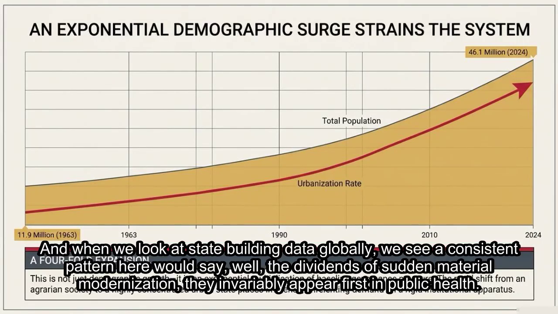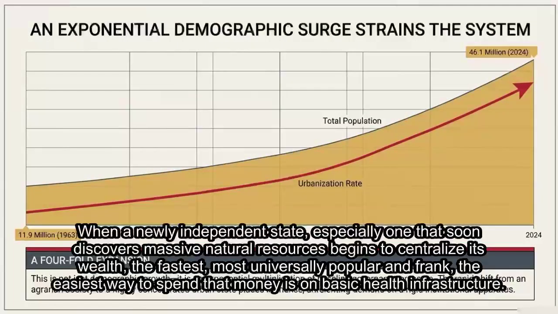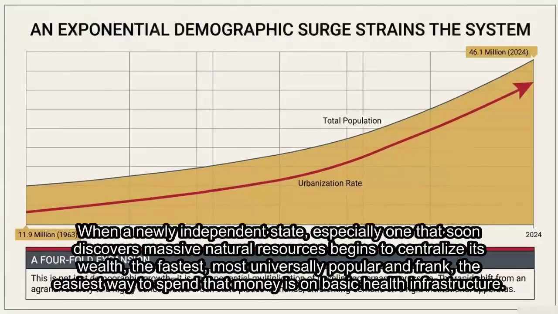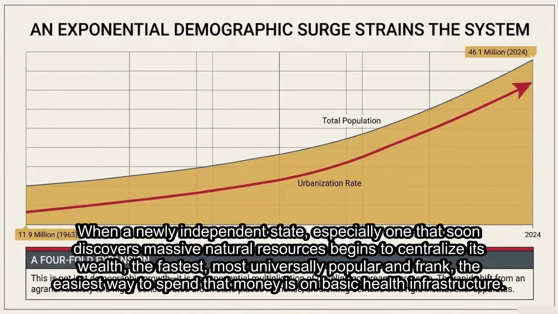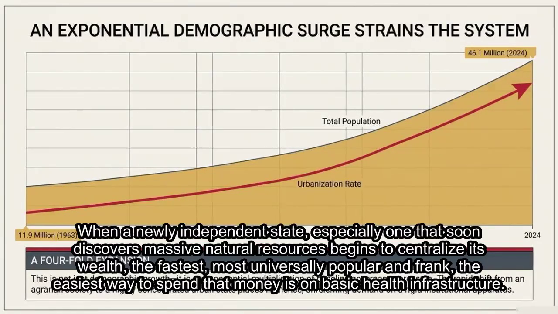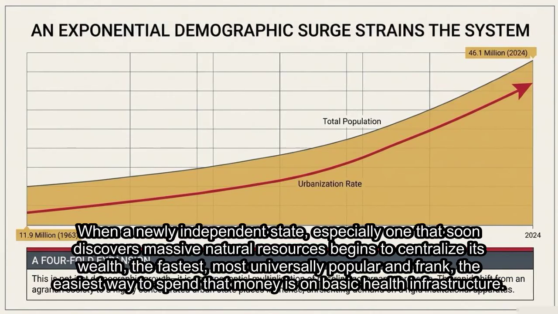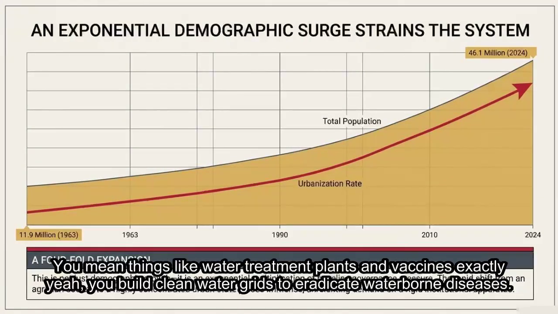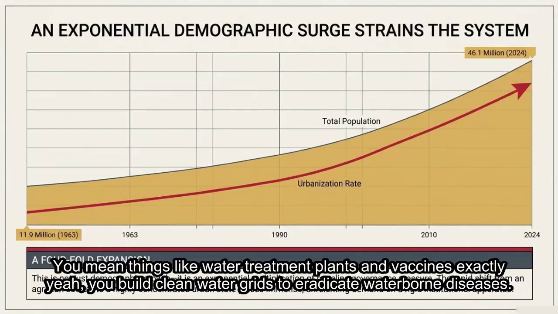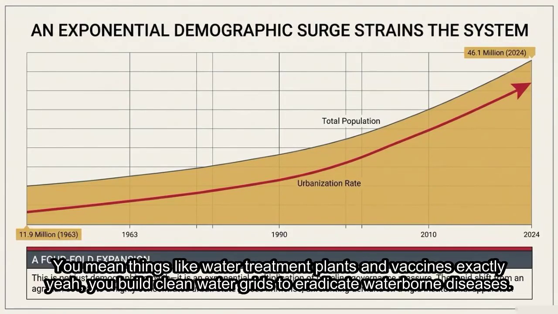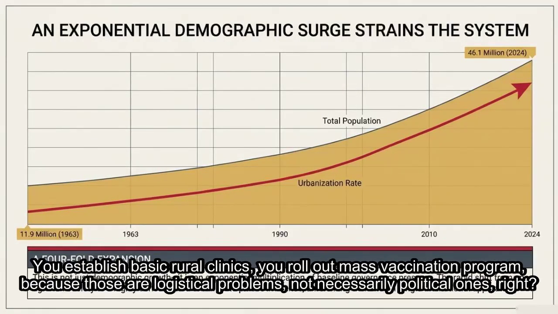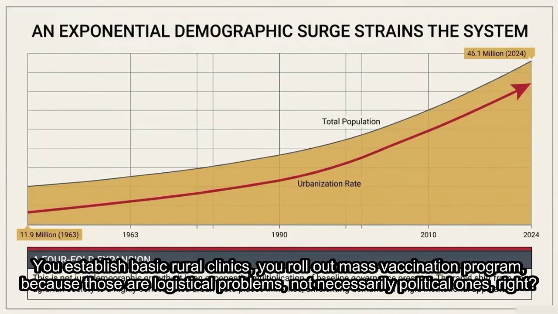What's that? Well, the dividends of sudden material modernization invariably appear first in public health. When a newly independent state, especially one that soon discovers massive natural resources, begins to centralize its wealth, the fastest, most universally popular, and frankly, the easiest way to spend that money is on basic health infrastructure. You mean things like water treatment plants and vaccines? Exactly. You build clean water grids to eradicate waterborne diseases. You establish basic rural clinics. You roll out mass vaccination programs.